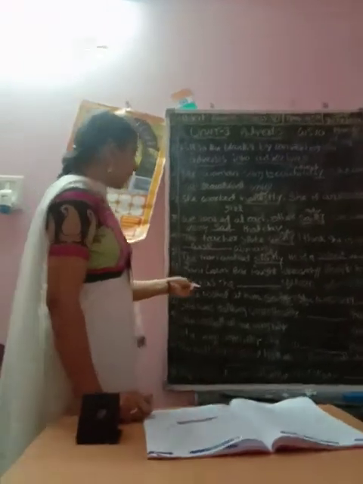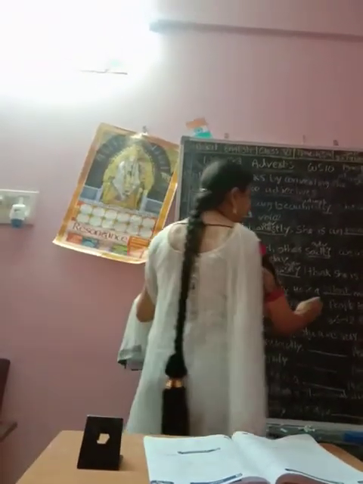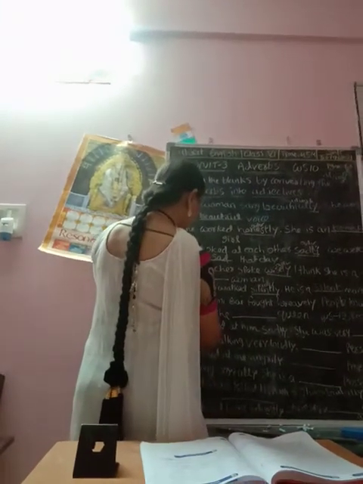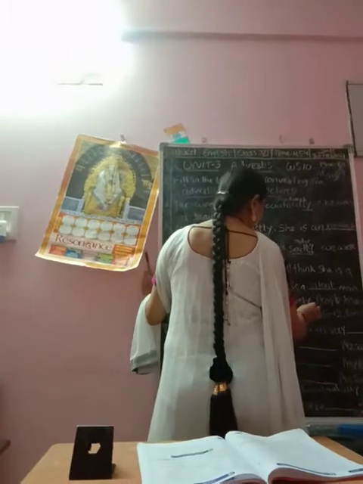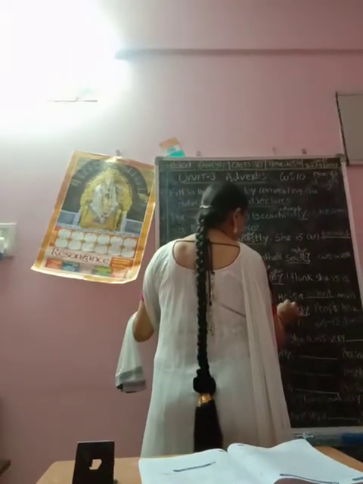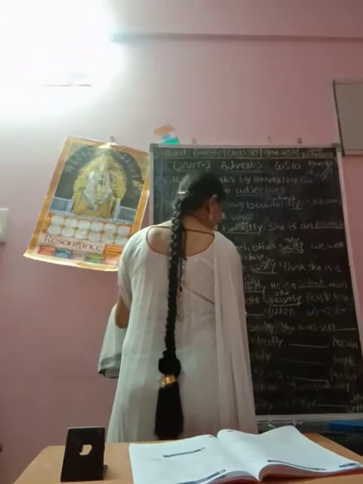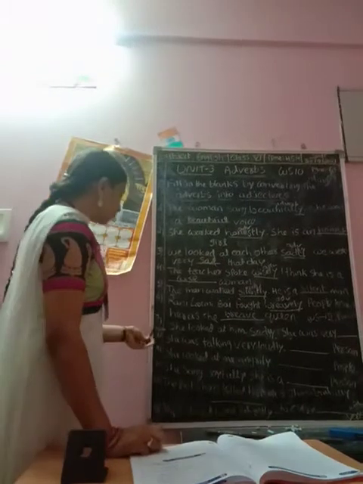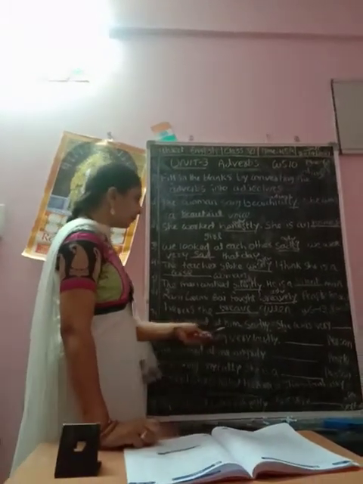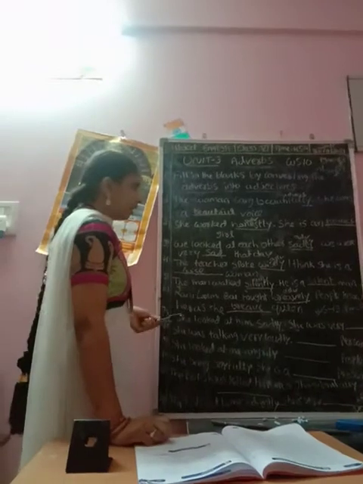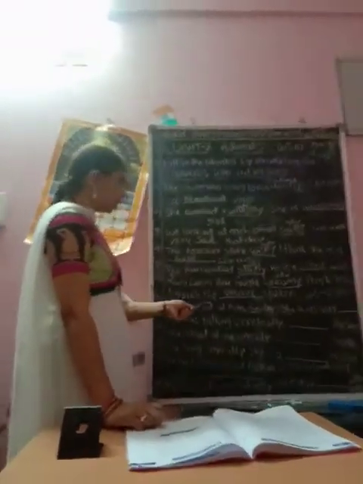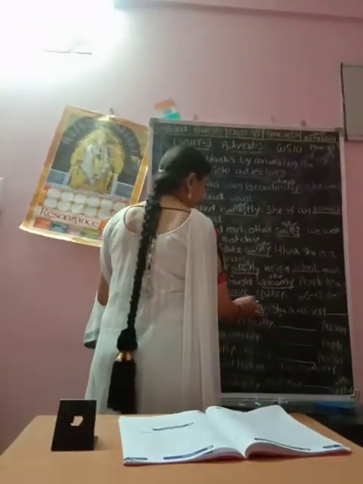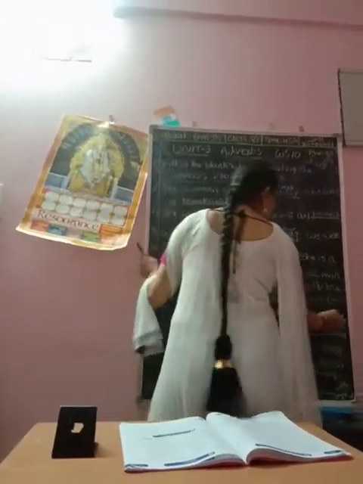Next, sixth one. Rani Lakshmibai fought bravely. People know her as the dash queen. Bravely is the adverb; here it is brave. Seventh one, under worksheet number 12, page number 65. She looked at him sadly. She was very dash. Sadly is the adverb; the adjective is sad.